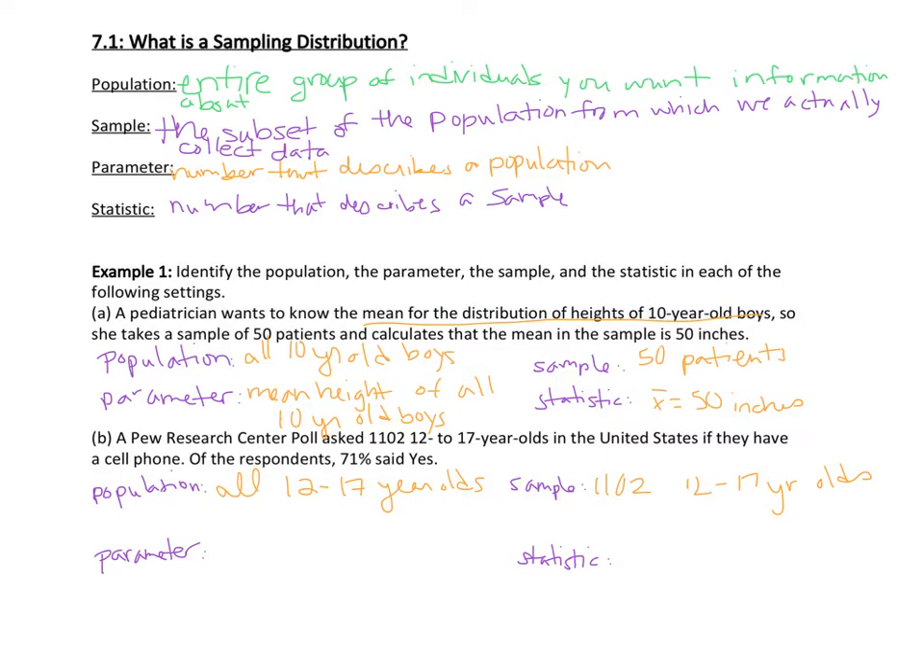You can do the same thing with the statistic and the parameter. So the statistic is the 71% have a cell phone. And you can use that to figure out what the parameter is. The parameter is actually the percent of all 12 to 17-year-olds who have a cell phone.